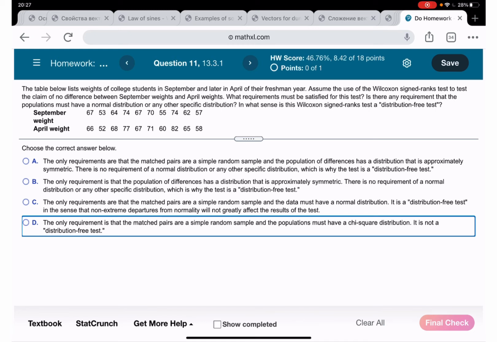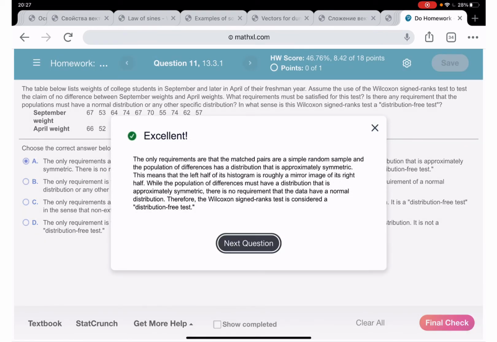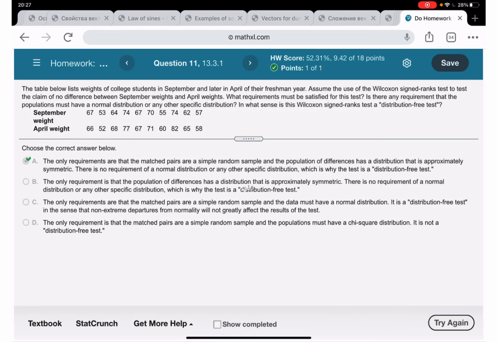Requirement, let's go by A. The only requirement is that matched pairs are a simple random sample, and the population of the difference has a distribution that is approximately symmetric. There is no requirement of normal distribution or any other specific one. It looks like this is A, unless I missed something there. No, I didn't. So we're doing good.